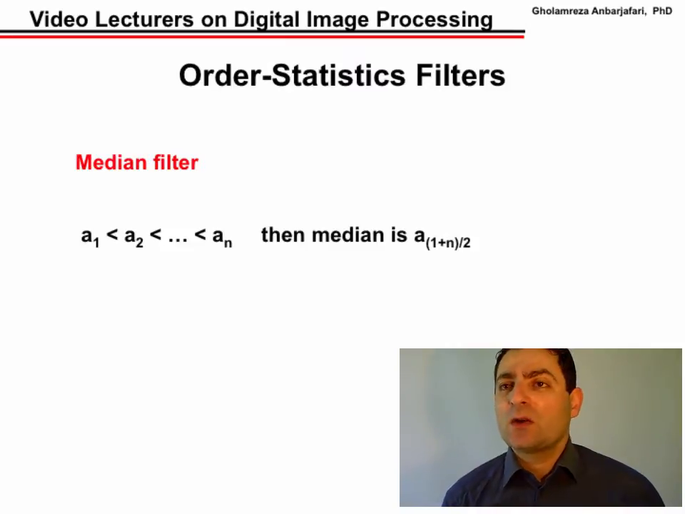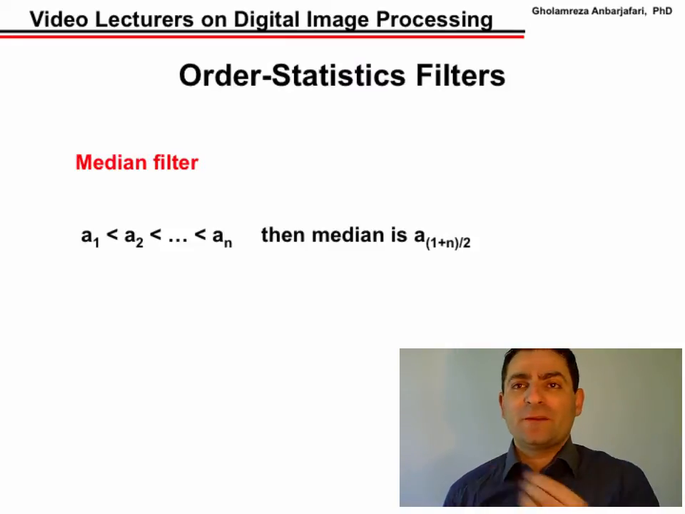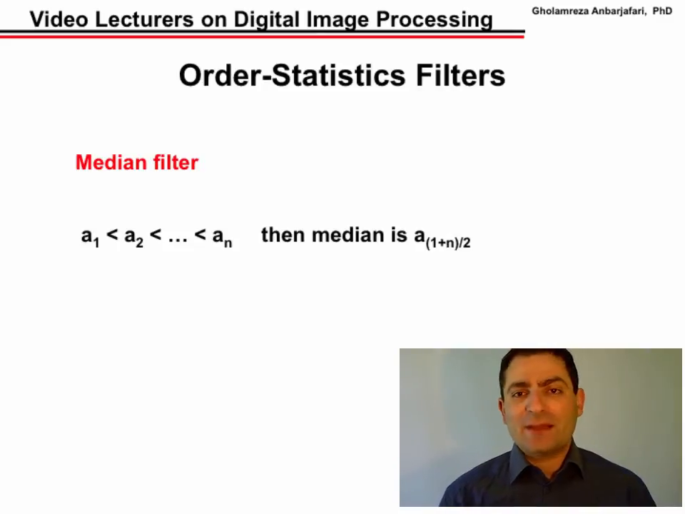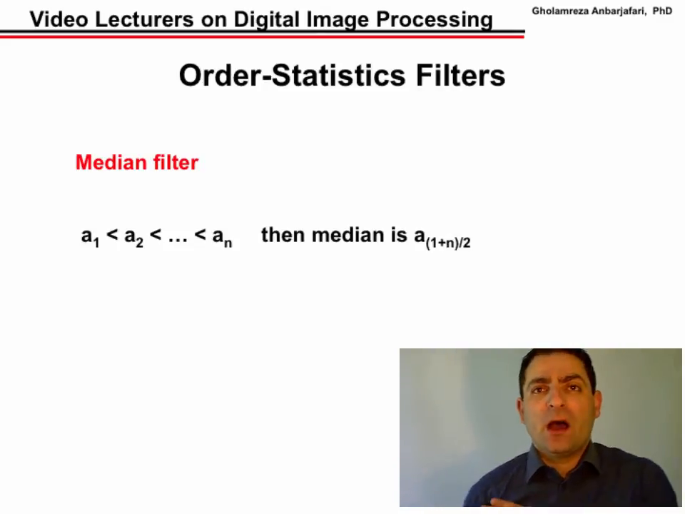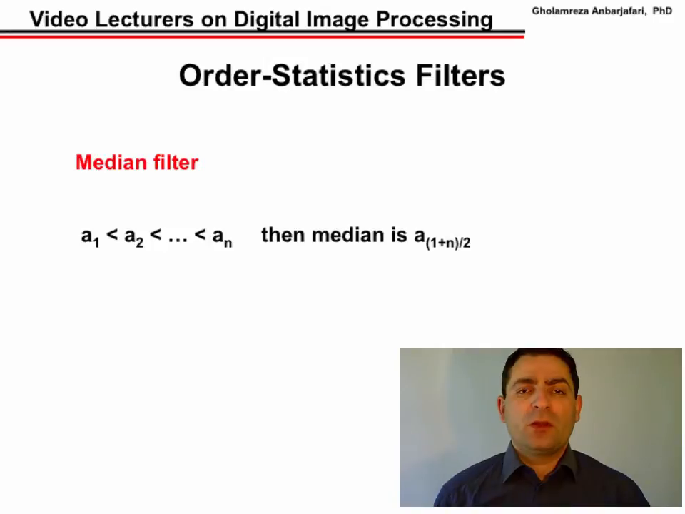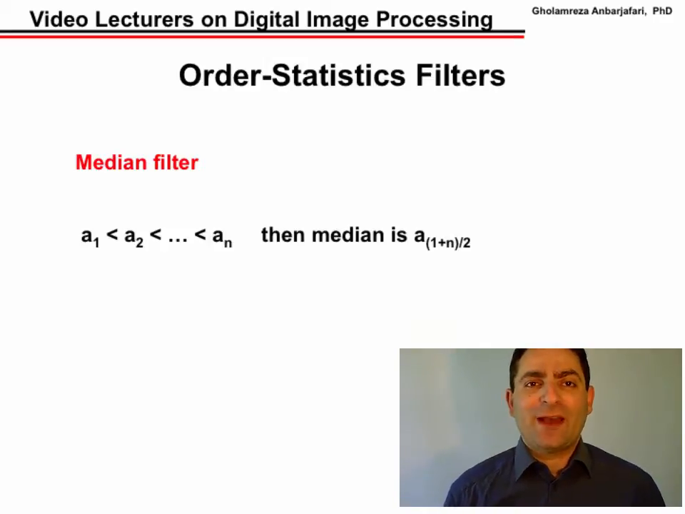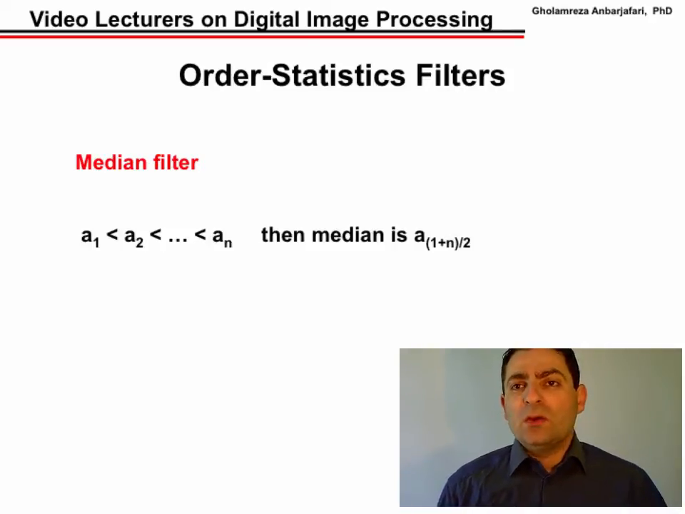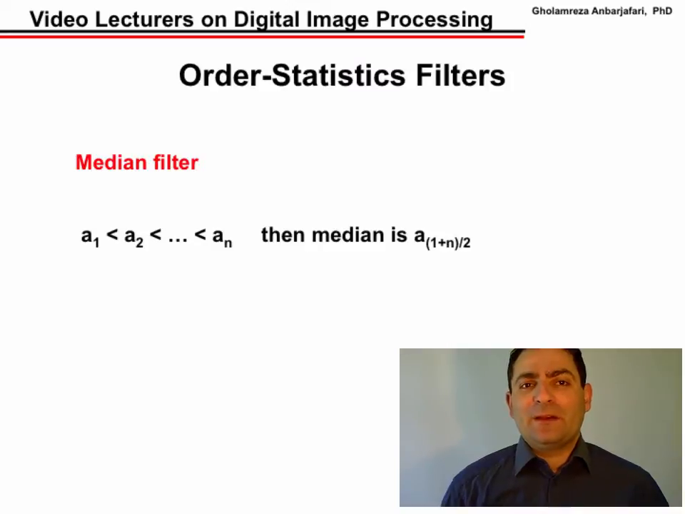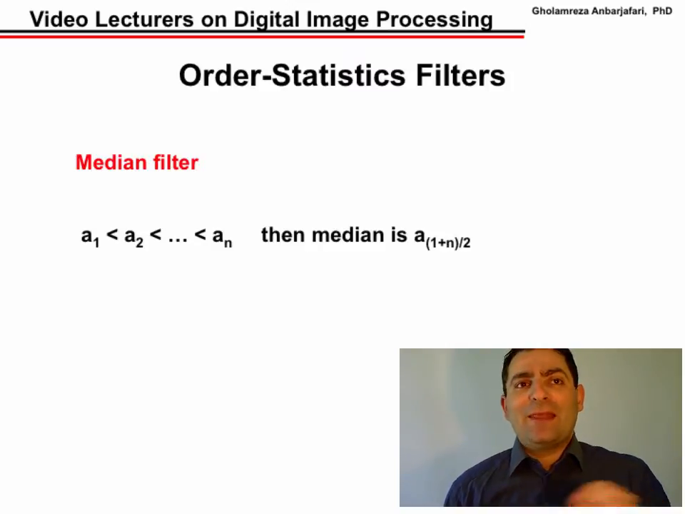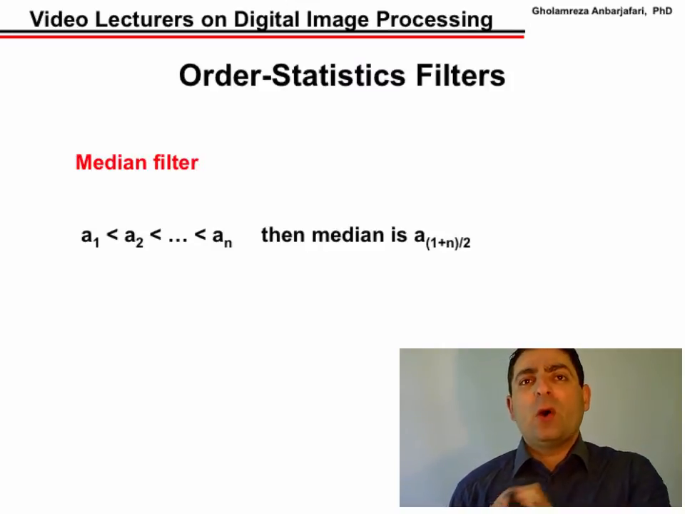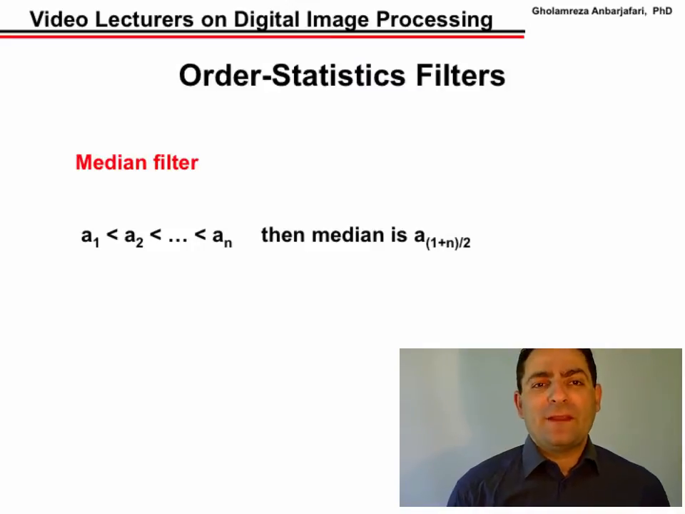From the statistics course, you may remember the median of a set is, if we sort the elements of this set from higher value to lower value, or from lower value to higher value, the middle element will be the median value of that set. So what we do, we will have a mask in the median filter in image processing, and then within this mask we will order the pixel values which are covered by the mask, and the middle value will replace the center of the mask.